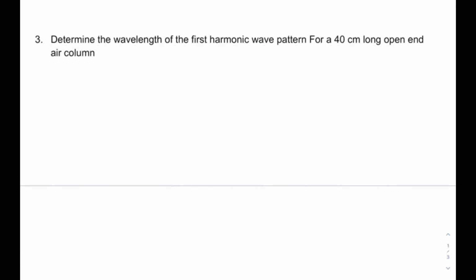So for this one, you're going to be determining the wavelength of the first harmonic wave pattern for a 40 centimeter long open-end air column. So your formula for this one would be L equals 1/2 lambda 1. But you have to find the wavelength, so you have to rearrange it to find lambda 1. You would do that by multiplying both sides by 2. And in case this isn't clear, lambda 1 stands for wavelength. So once you multiply both sides by 2, you're left with 2L equals lambda 1.